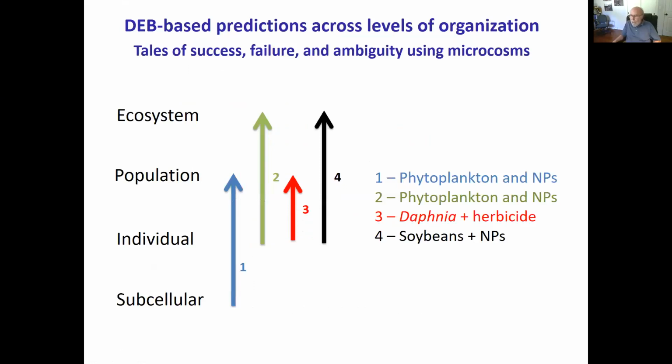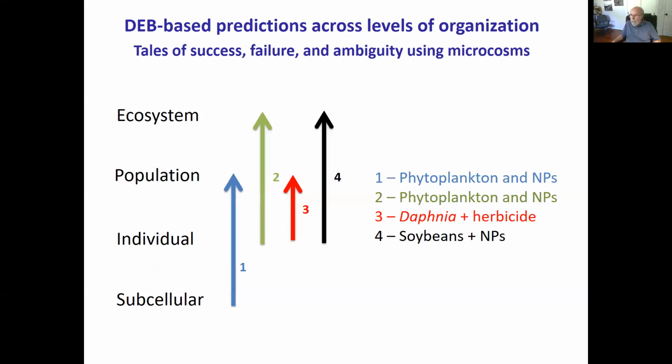The first one, which I'll actually summarize in one slide, talks about connections between the subcellular level and the population level using a system with phytoplankton exposed to metal and metal oxide nanoparticles. And I chose that example simply because it's the context in which I've been working, and it's one I'm familiar with. Likewise, there is a second example relating to phytoplankton that this time takes us from the individual level to the ecosystem level.